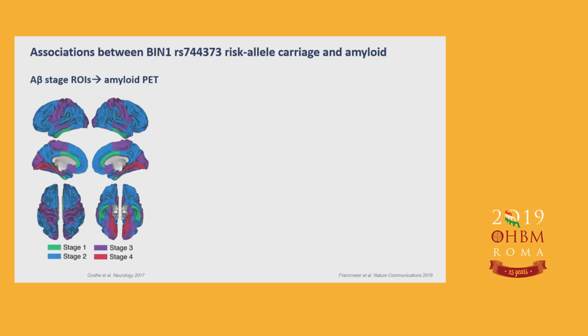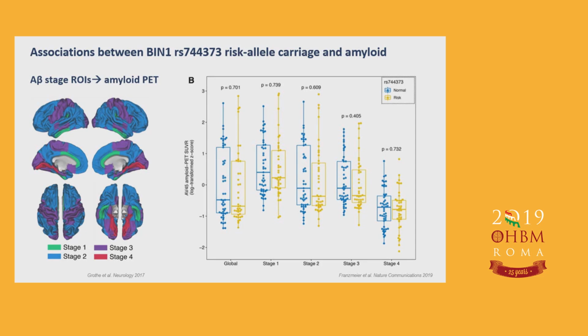How about beta amyloid? So we again mapped this or extracted beta amyloid PET within ROIs that corresponded to different amyloid stages. And here we did not find any difference at all, so highly consistent with preclinical data.